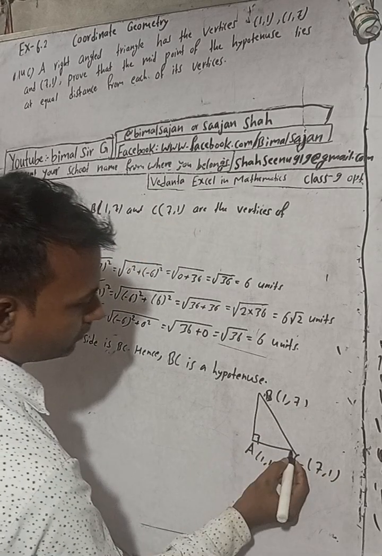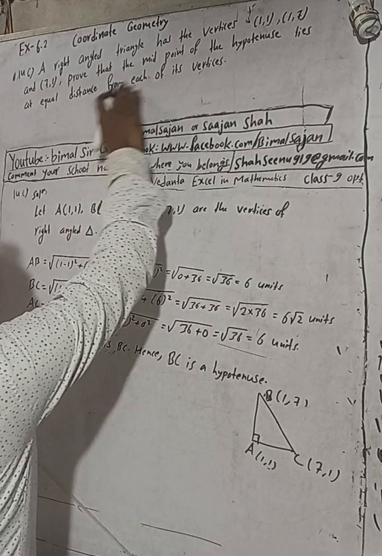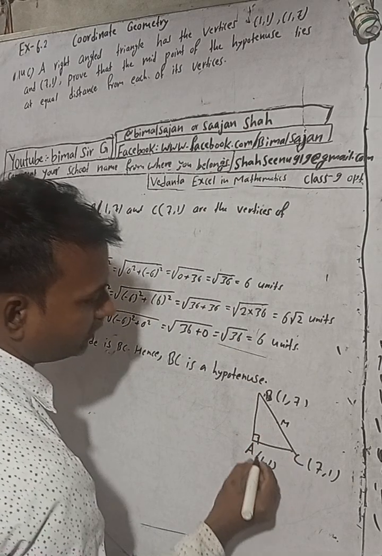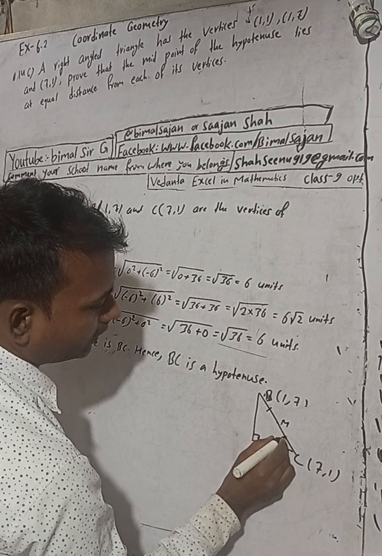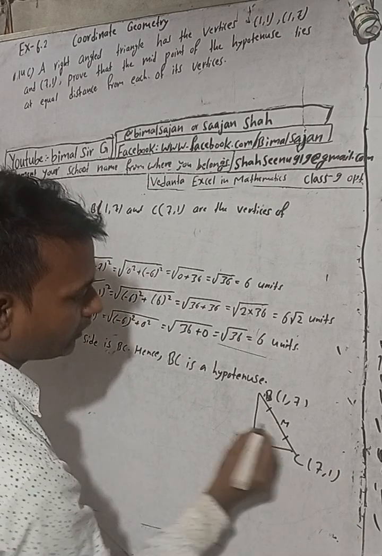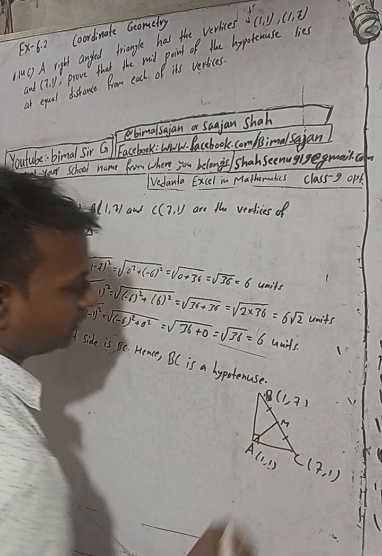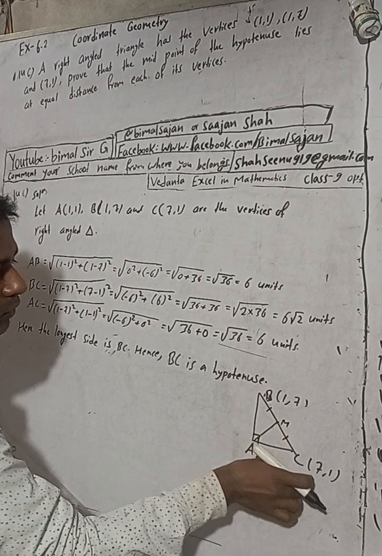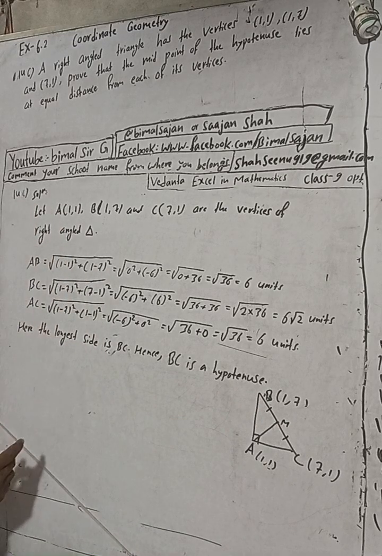Now, prove that the midpoint of the hypotenuse. Suppose M is the midpoint of BC. Now if I join this line here like this, we have to prove that AM distance is equal to BM is equal to CM distance. This is the thing we have to prove.